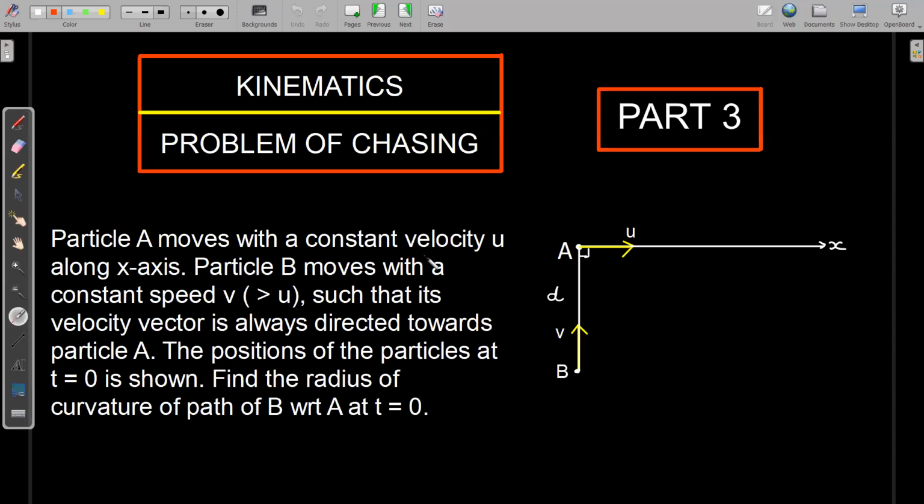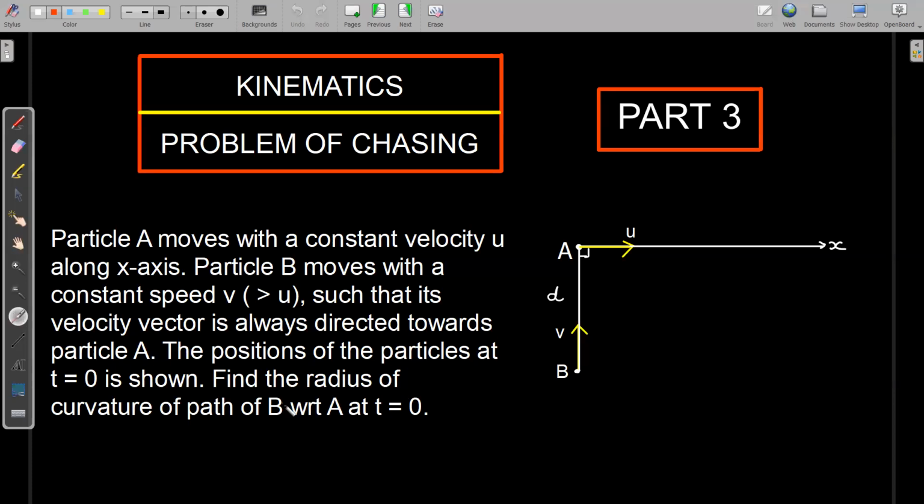Okay, so in this chasing problem, now we'll try to find the radius of curvature of the path that this particle B takes with respect to point A. Suppose particle A is moving with a constant velocity u along the x-axis and particle B is moving with a constant speed v, but the velocity of B is always directed towards A. So the positions at t equal to 0 are shown in this diagram.